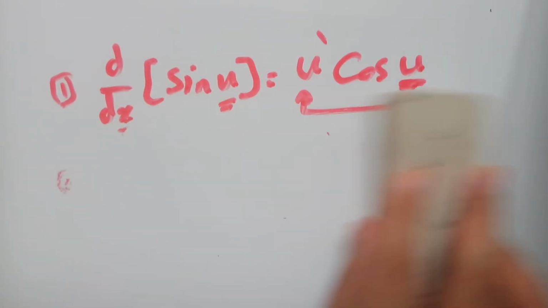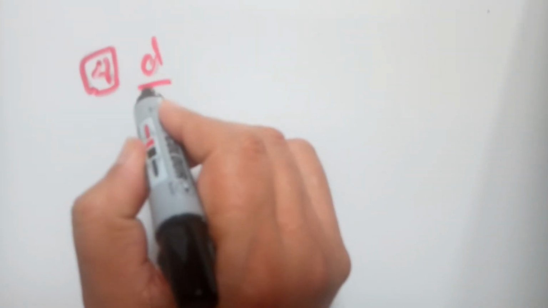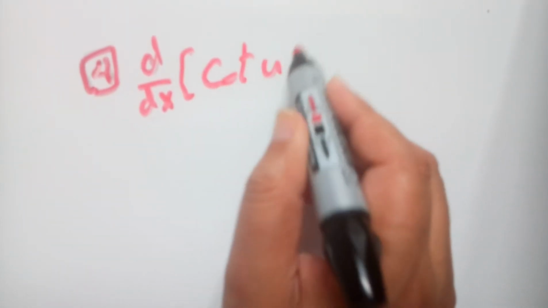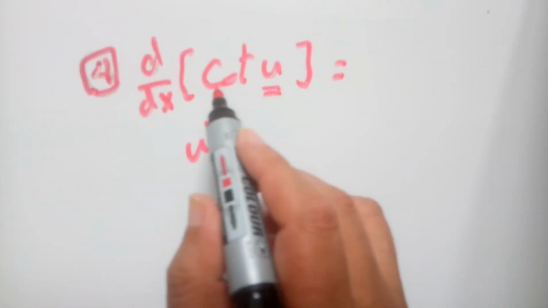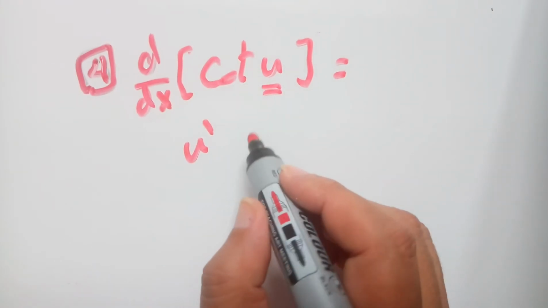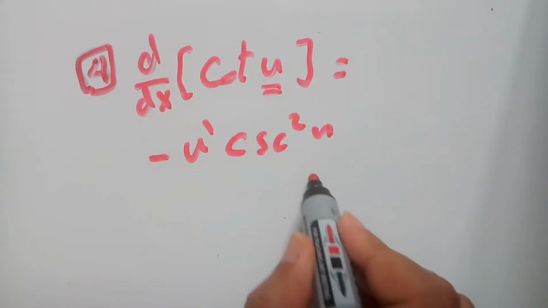Number 4, the derivative with respect to x for cotangent u, it will be u prime multiplied by the derivative for cotangent. As we said before, cotangent, it is negative cosecant square u.